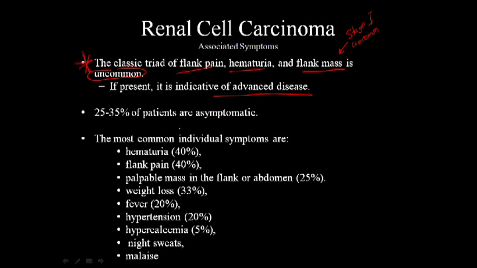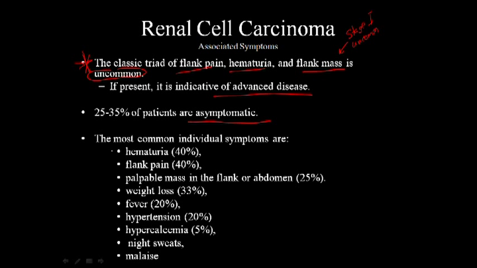25 to 35% of patients are asymptomatic. Means it's just a finding that is really not what you were expecting. And that's kind of what happened with our security guard. It wasn't really what anyone was expecting. Just knew that something was wrong.